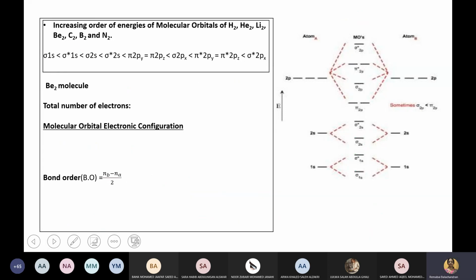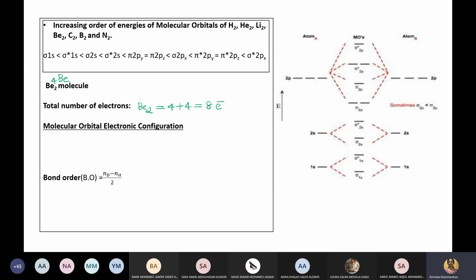Now the Be2 molecule. What's the atomic number of Be? 4. So what is the total number of electrons in Be2? 8. Yes, it's 4 plus 4, or 4 times 2, which is equal to 8 electrons.